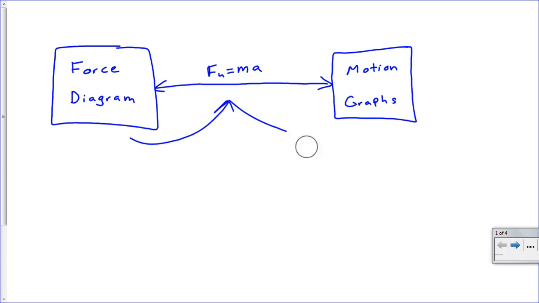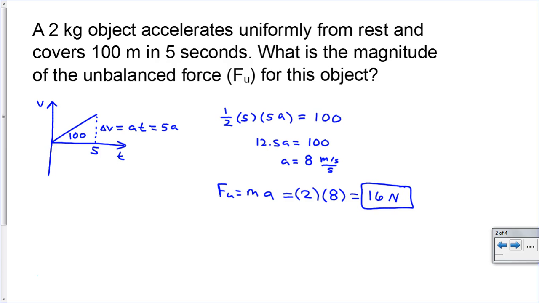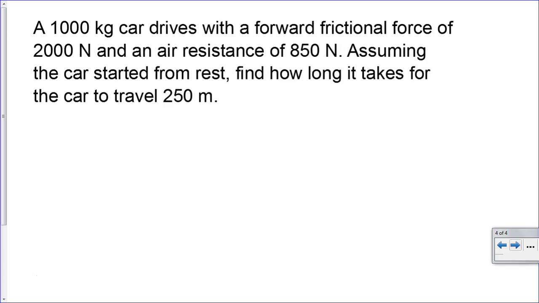So we're going in the reverse order on this problem because we were given information about the forces, which allows us to make the force diagram. And then we do the motion graph second. Okay, so here we go. We'll make the force diagram.